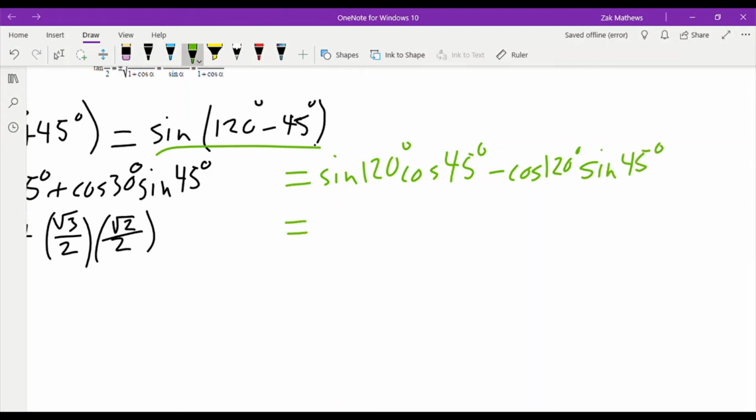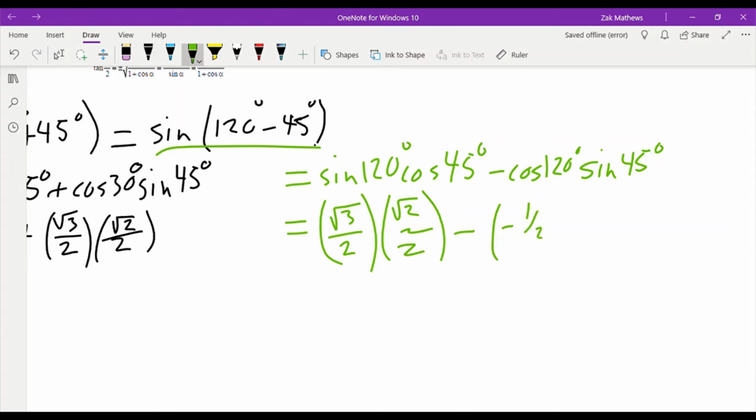Sine of 120, well, the reference angle there, we're thinking about how far off the x-axis it is. It's 60 degrees off the x-axis. That means sine of 120 is going to be root 3 over 2. And because it is in the second quadrant, it's a positive. Cosine of 45 is root 2 over 2. Then we're going to have that minus. Cosine of 120, the reference angle there is 60 as well, so that gives us 1/2, but because it is in the second quadrant, we get a negative 1/2. And sine of 45 gives us root 2 over 2.